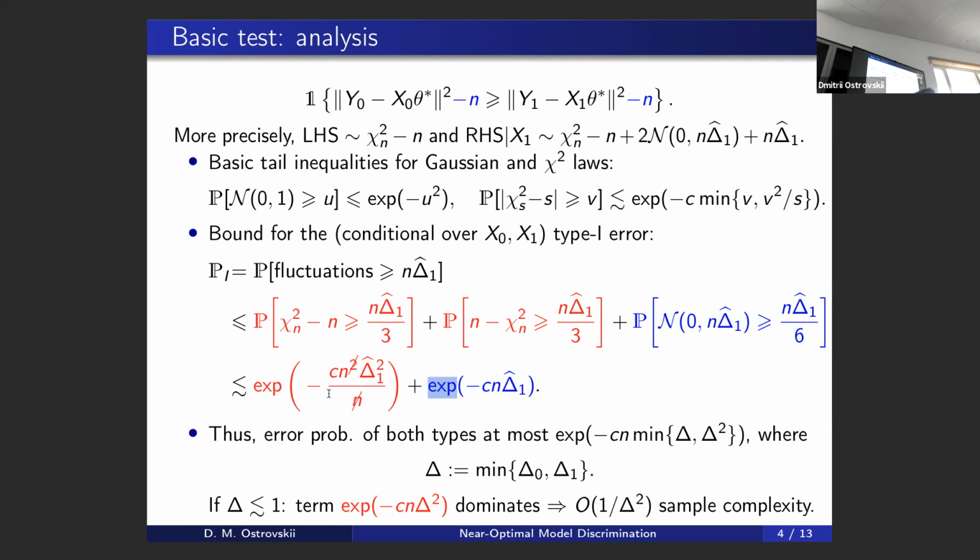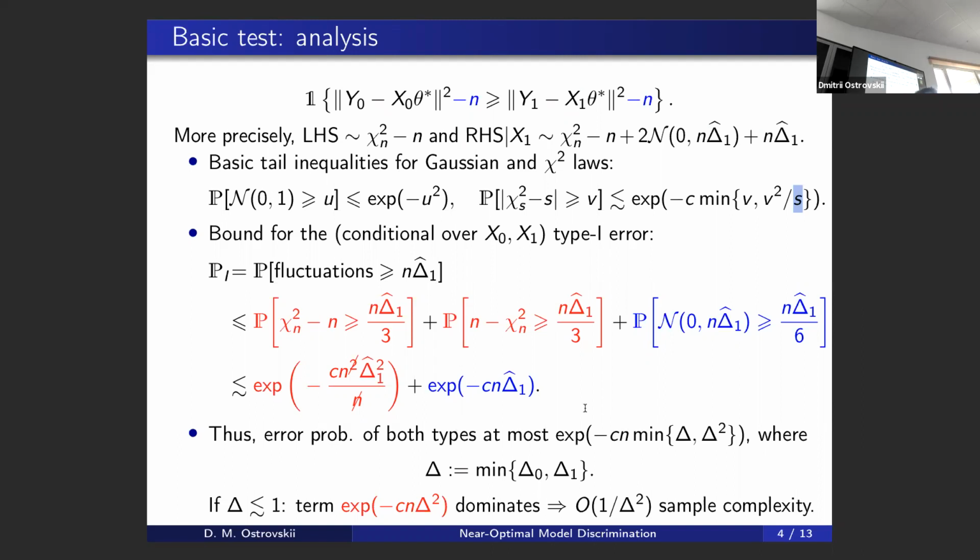Now the Gaussian guy, because in this bound in the sub-Gaussian part, like v squared over s, s explicitly enters here. S is the number of degrees of freedom of chi-square. In this case, this is chi-square with n degrees of freedom. So I take my v, the deviation, which is n delta 1 hat, squared, and I divide it over the number of degrees of freedom, which is n. As a result, what I have is exponential of minus n times the minimum of delta 1 hat and delta 1 hat squared.